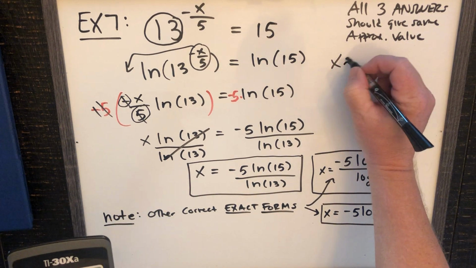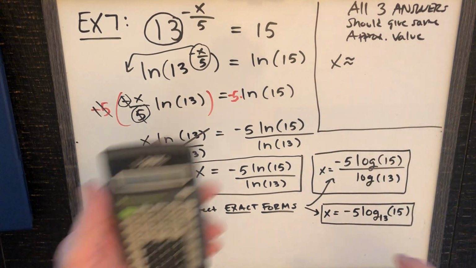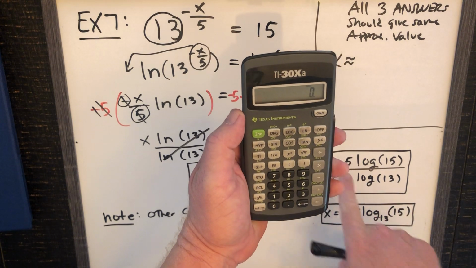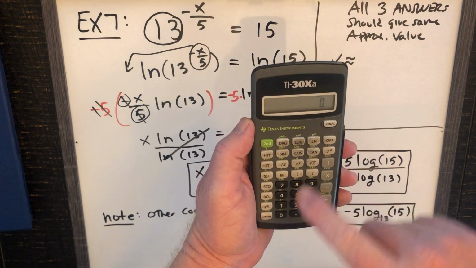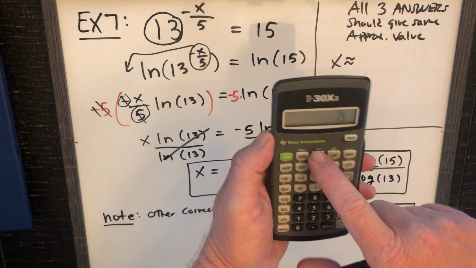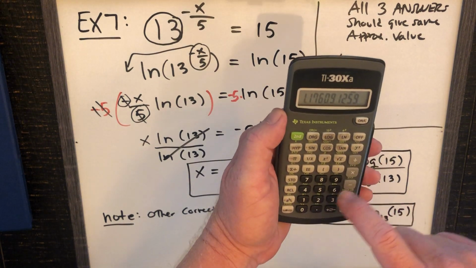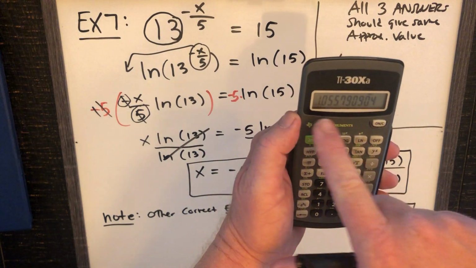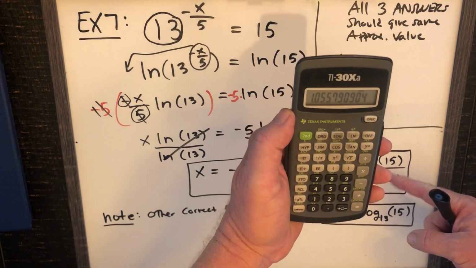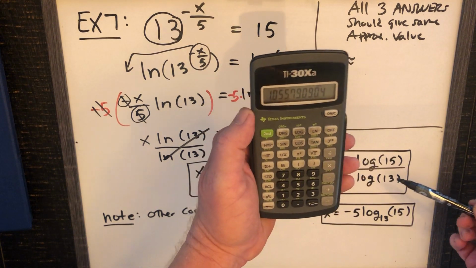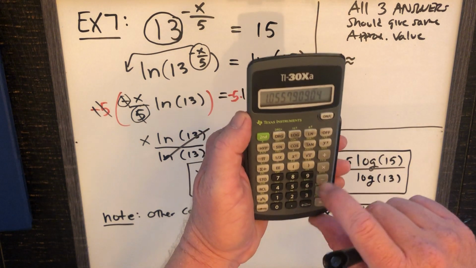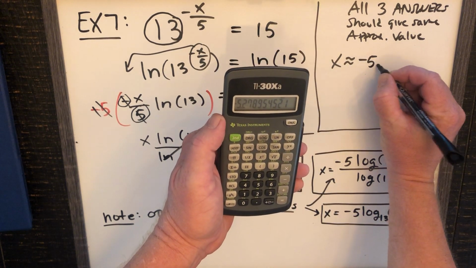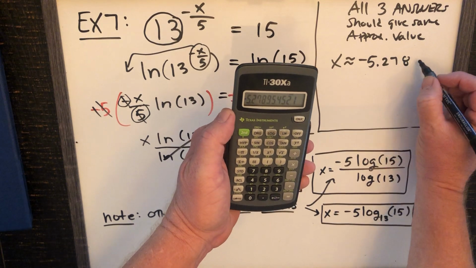All right, so let's see what we get. I do my logarithms first and multiply by -5 last, especially with this type of calculator. So we're going to go log of 15 divided by log of 13. That's just the quotient of the two logarithms here. And now I'm going to multiply that by -5. And my answer is -5.2789.